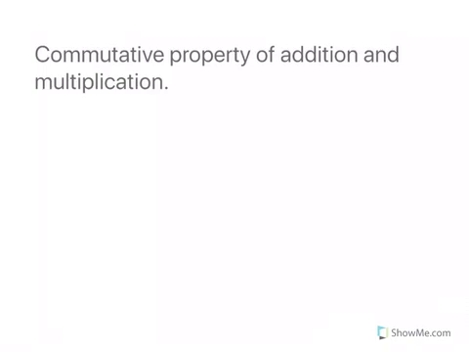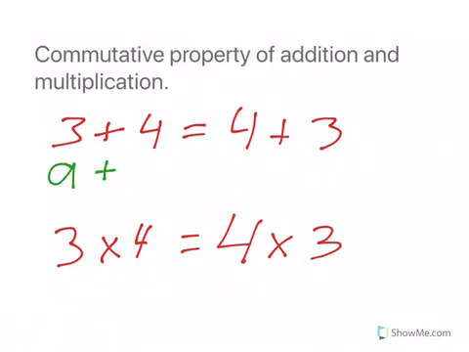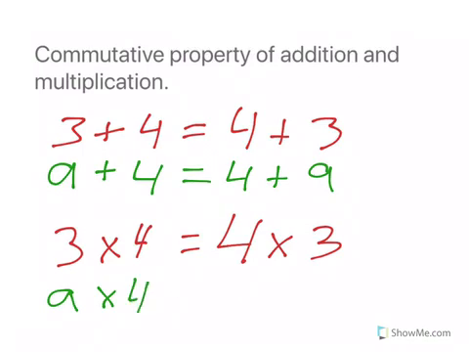Okay, let's look at the commutative property of addition and multiplication. Basically what we're seeing here is 3 plus 4 is the same thing as 4 plus 3. If we wanted to look at it in multiplication terms, we could say 3 times 4 is the same thing as 4 times 3. Now if we replace the 3's in these number sentences with the letter A, we would end up with A plus 4 equals 4 plus A, or A times 4 equals 4 times A.